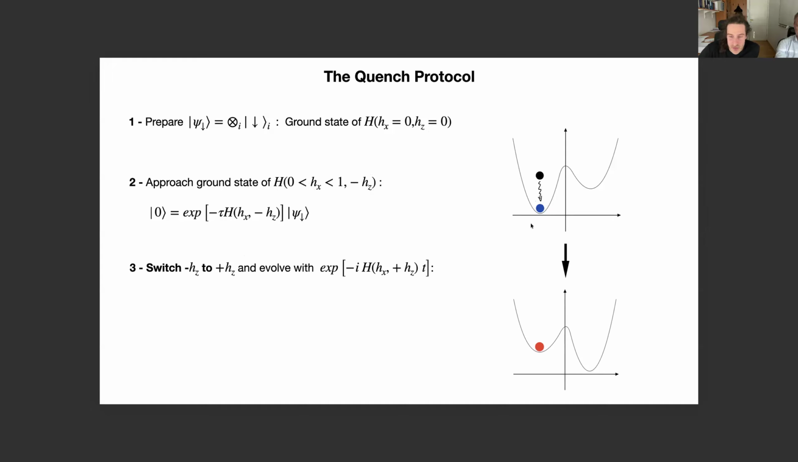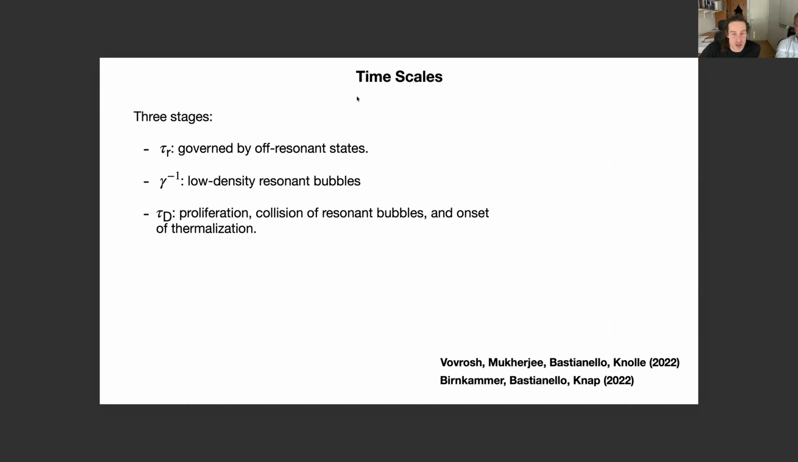In this way, this configuration, which was close to the true vacuum, now becomes the metastable vacuum by changing the sign of the longitudinal field from minus hx to a hz. And from here, we perform the quench.